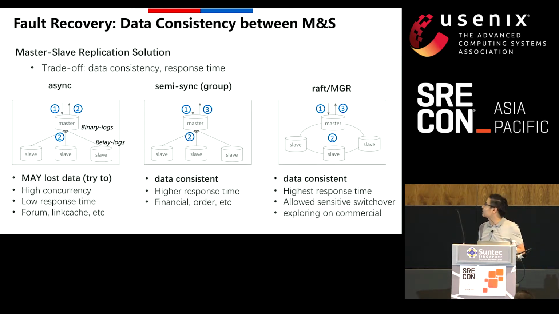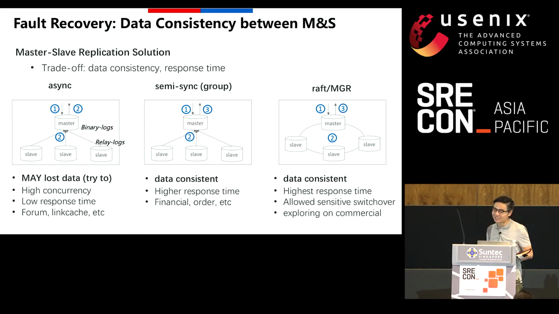To fix async's weakness, the semi-sync or group semi-sync solution makes sure at least one slave gets the binary log, so the slave's data is able to be consistent with the master. This solution will lengthen the response time. It is always used for financial or commercial business.